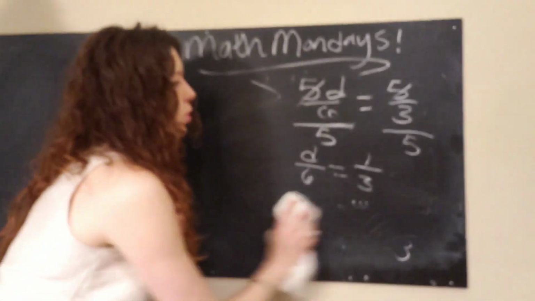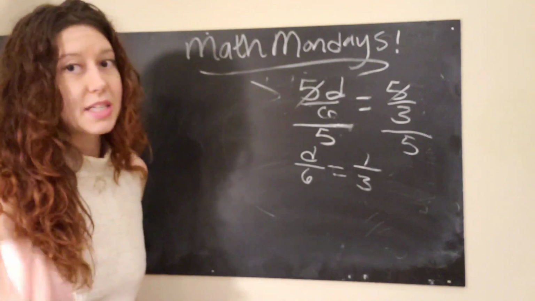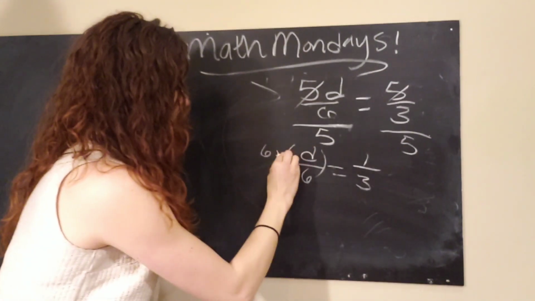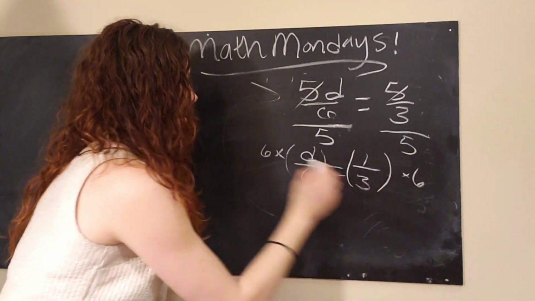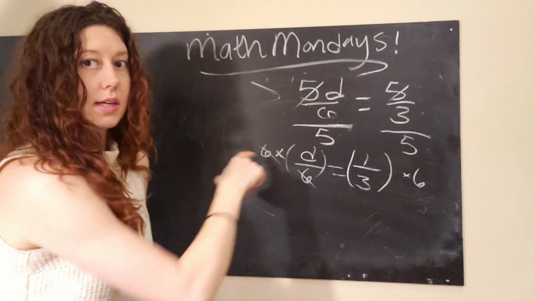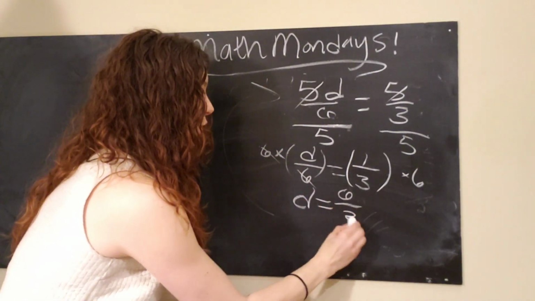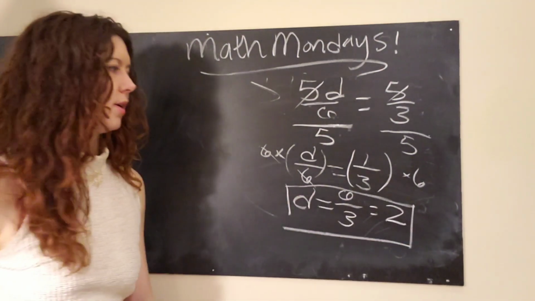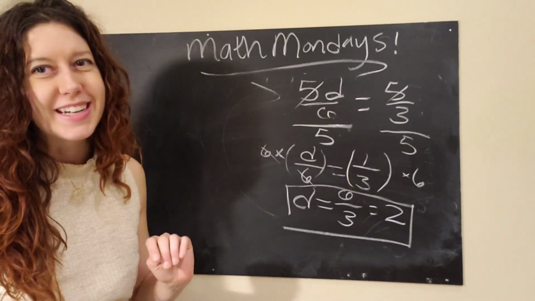This seems doable. So you multiply both sides by 6. Which gets rid of this 6 over here. And then you just get d equals 6 over 3, which is just 2. Boom! What's up? We just solved our first algebra equation.